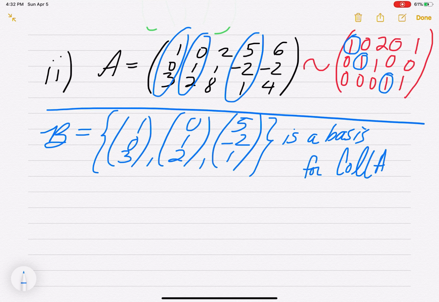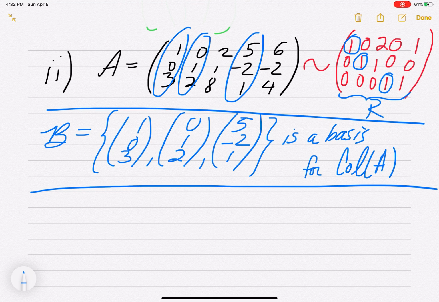So please, whatever you do, do not take the 3 columns from the reduced form R. The reduced form, which I'm calling R, do not take the 3 columns from that. Take the 3 columns from the original matrix. Those are the pivot columns from A. You want to take the A pivot columns, not the R pivot columns.